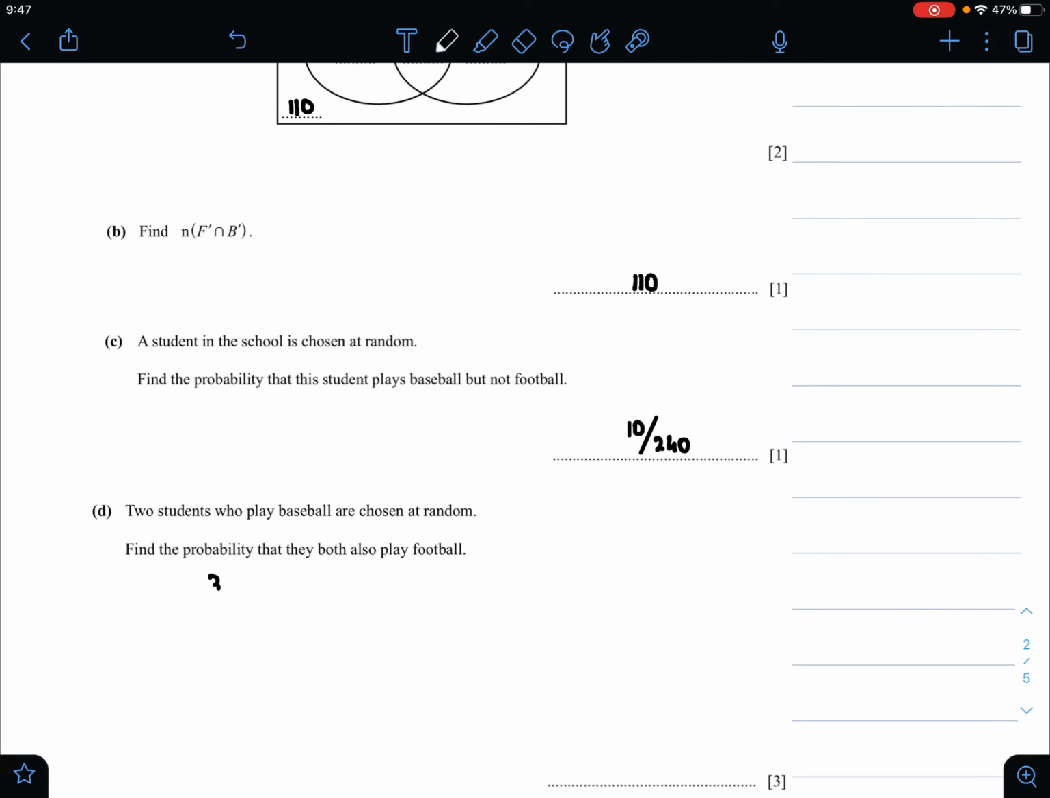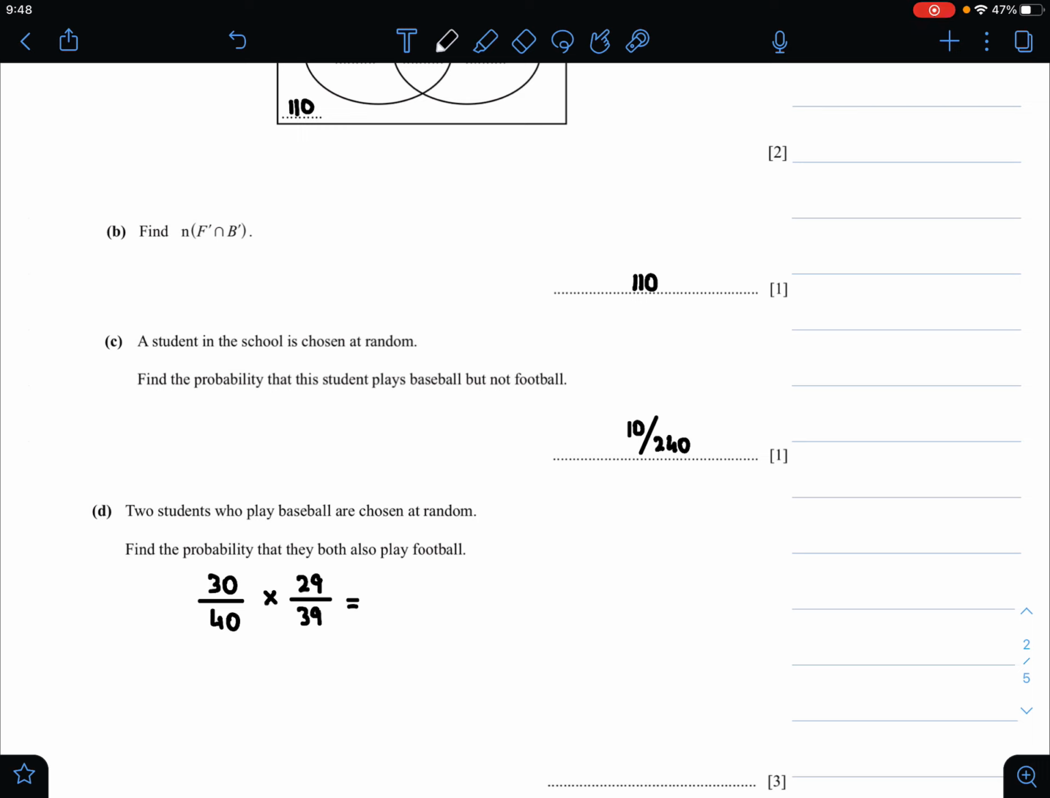So the probability of picking the first student would be 30 divided by 40, multiplied by, now since we've already picked this one student, the total number of students who play both sports would reduce by 1, so it will become 29, and the total number of students who play baseball will also get reduced by 1, so the total will become 39. And therefore your final answer would be, you simply have to multiply this, so 30 multiplied by 29 divided by 40 multiplied by 39.